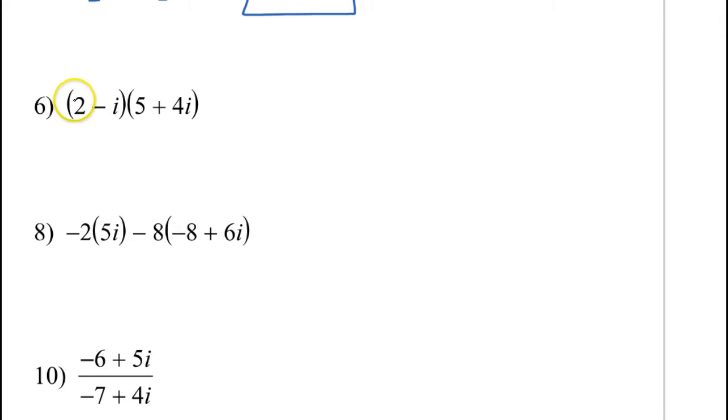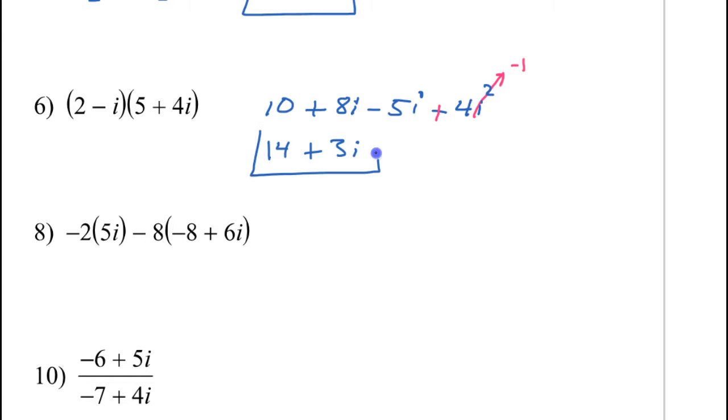Okay, number 6. 2 times 5 is 10. 2 times 4i is 8i. -i times 5, so that's -5i. -i times 4i is going to be -4i squared. Remember that i squared is -1. So that's going to turn this into a positive 4. So that's going to give us 14, because 10 and 4, and then 8i minus 5i, so that's plus 3i. So that's the answer to number 6.